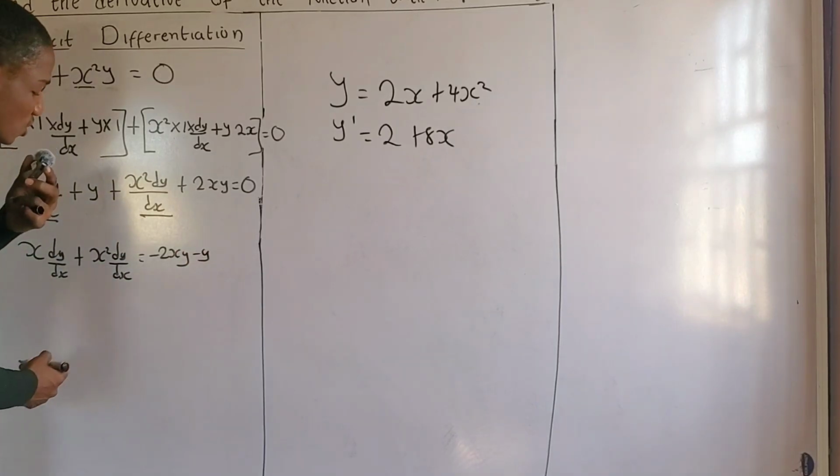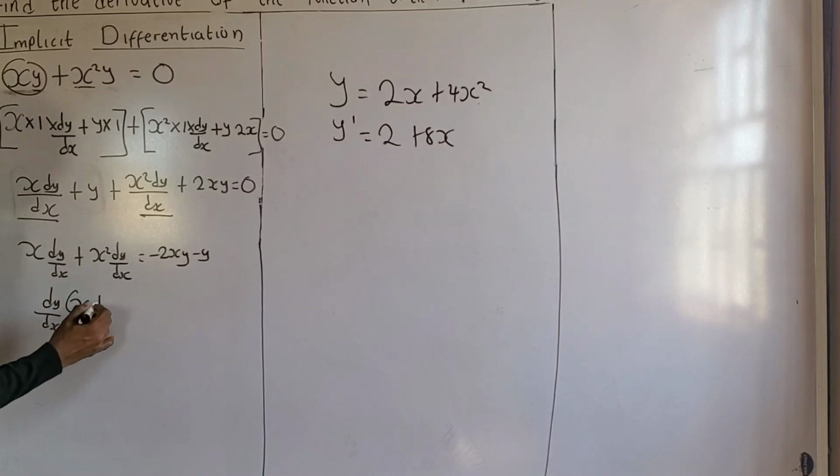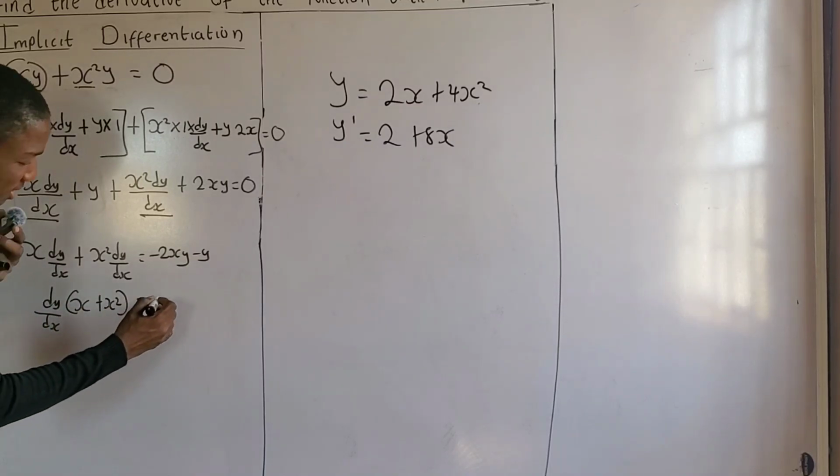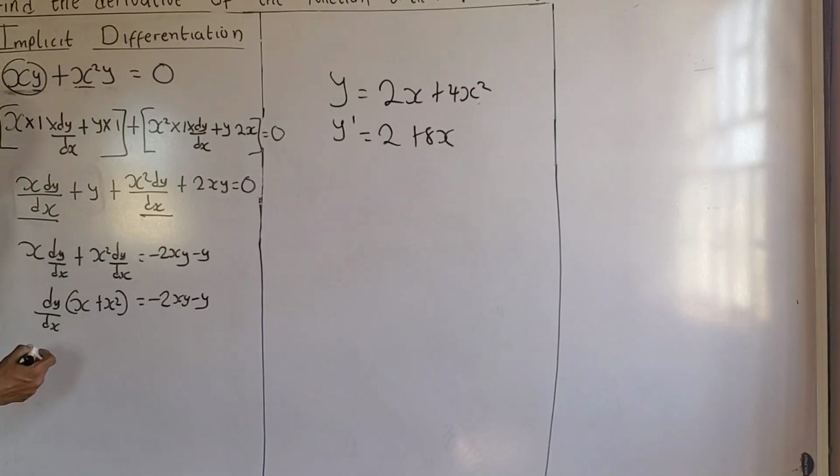If you take this y to the right hand side of the equation, you're going to have what? Negative y. So, having gotten to this point, the next step is that you have to factorize dy/dx. You understand? Because dy/dx is common to this and this, I'm going to have dy over dx multiplied by x plus x squared, okay, equals negative 2xy minus y. Do you understand? Okay, dy over dx will be equal to, now divide both sides of the equation by x plus x squared.